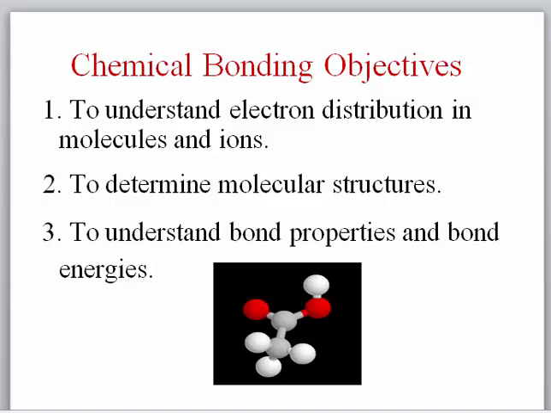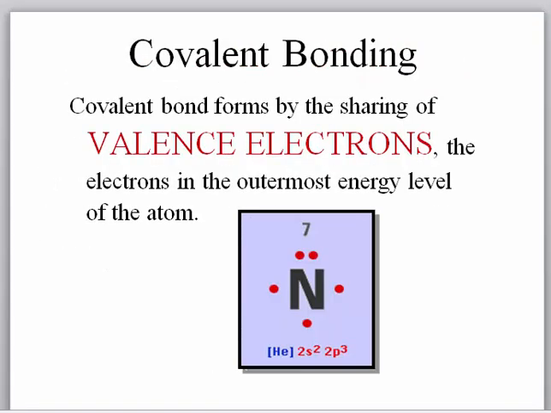So the whole purpose of our chemical bonding here is to understand our electrons, how they're distributed in the molecule, and how to determine their molecular structures. So eventually we can get to bond properties and bond energies.